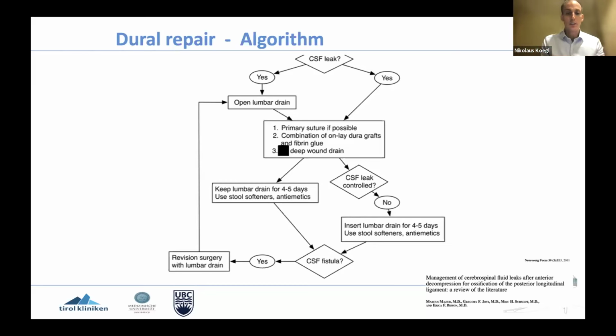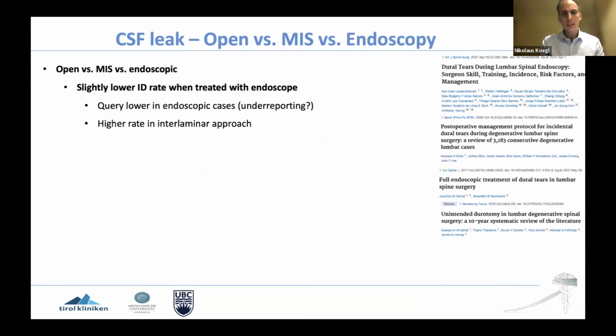You can do that depending on the case, either open or not. If it's L4-5, L5-S1, definitely get it up a bit more cranial and make sure the drain leaves in a separate fashion. If not, you may add that zone.